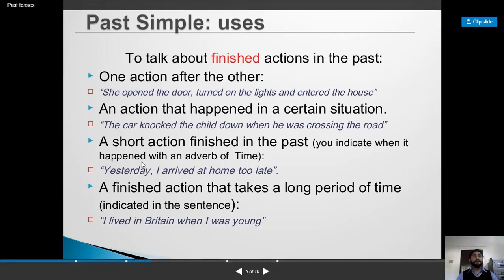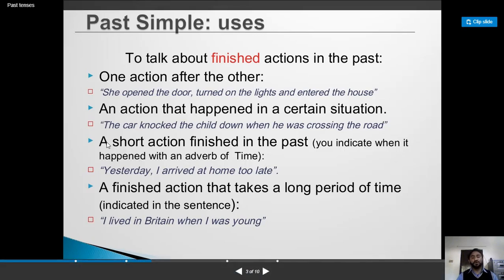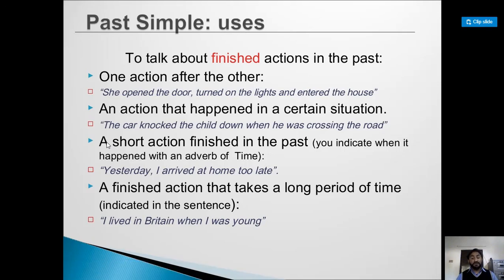Next, we go to: the past simple tense is used to express a short action finished in the past. You indicate when it happened with an adverb of time. Whenever you mention an adverb of time, like yesterday, in 1979, in 2017, you must use the past simple tense.